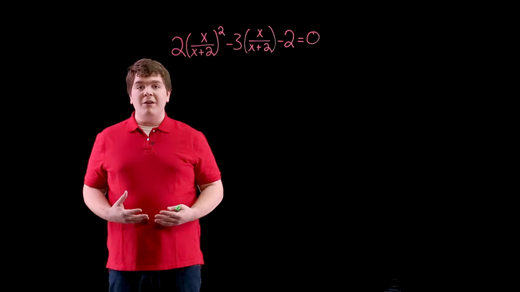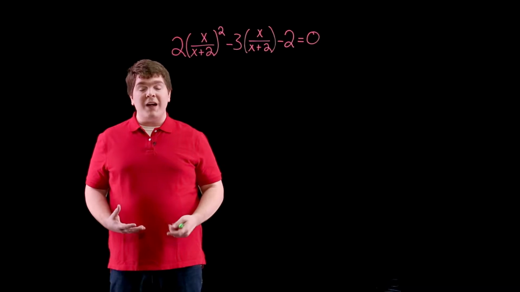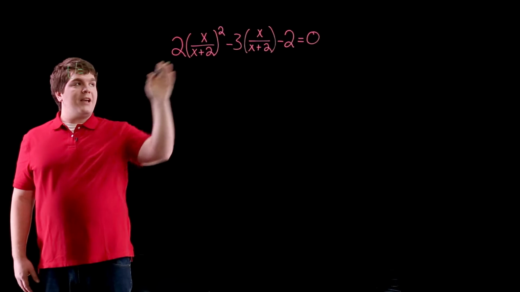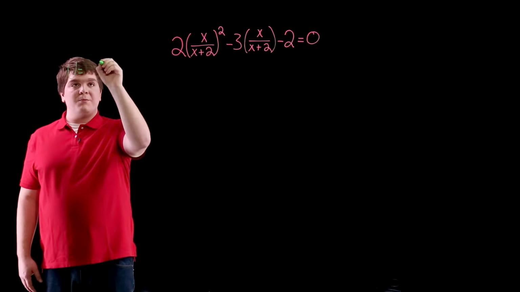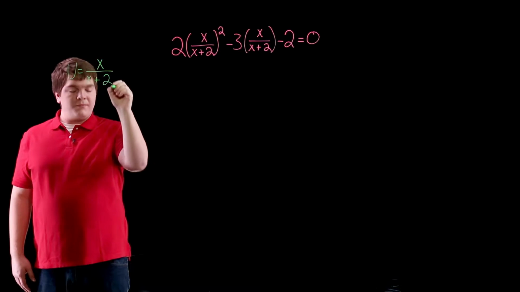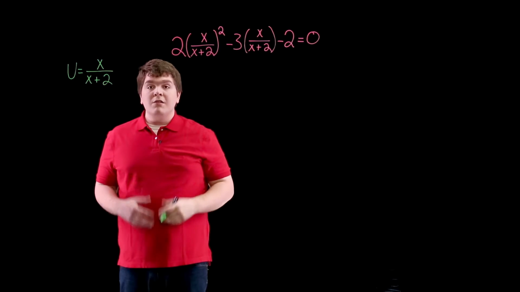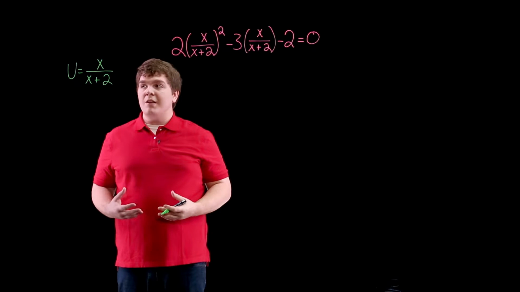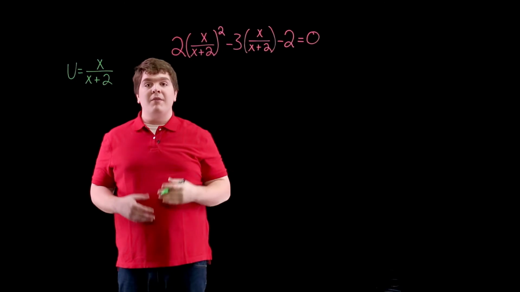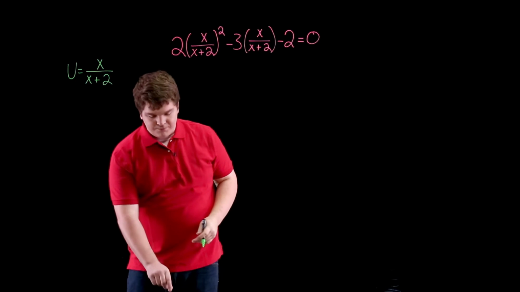We'll want to begin by noting that this equation is a quadratic type with u equals x divided by x plus 2. So what we'll want to do here is substitute u everywhere in the original problem that there's an x divided by x plus 2.